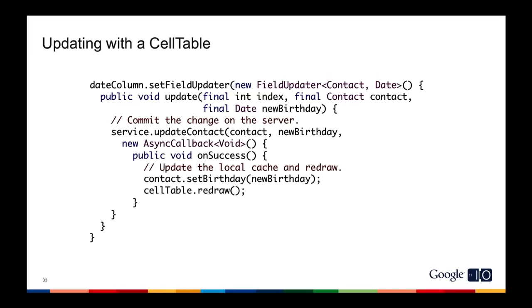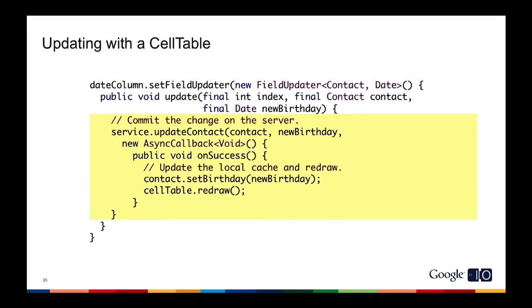All right. So you've got your table, you've got the data in your table. How do you make modifications? What we support is each column has a field updater. And the field updater is called when the user interacts with a cell. So if it's a button cell and the user clicks the button, it calls the field updater.